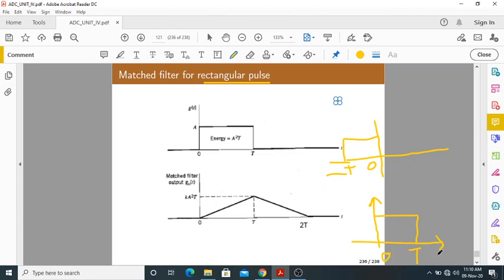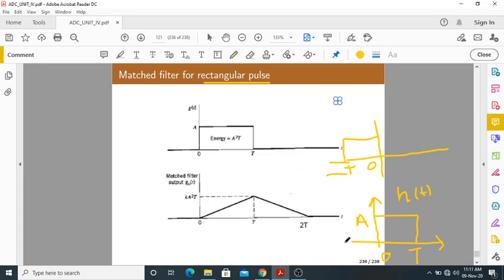Now in this scenario, what is happening? So g of t is the same as h of t. We got the same. So this is h of t, this is g of t. This is a known signal, this is an impulse response.